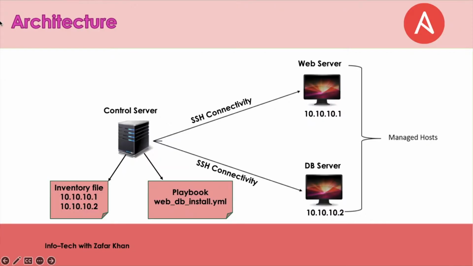This is the architecture which I have shown in this slide. Here I have taken two servers, two managed hosts basically: one is the web server and the other is the database server. And there is a third server, which is the control server. It will basically control the managed hosts. I will tell you in detail what kind of control it does. So let's name them in the AWS EC2 instance first.